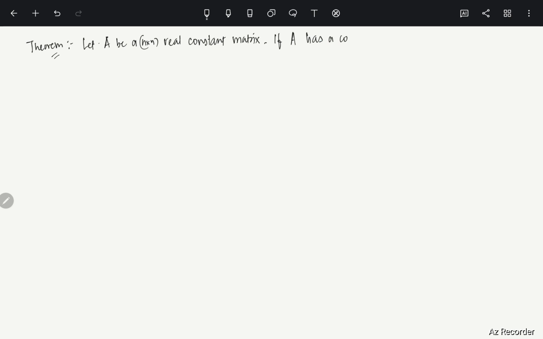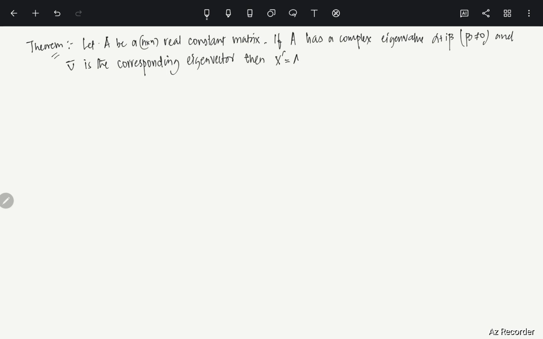And if A has a complex eigenvalue alpha plus I beta, that is, beta not equals to 0, so a complex eigenvalue, and v bar is the corresponding eigenvector, if this is true, then x prime equals to ax has two linearly independent real valued solutions. This is important, real valued solutions.